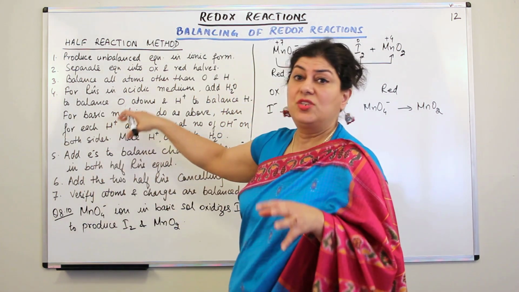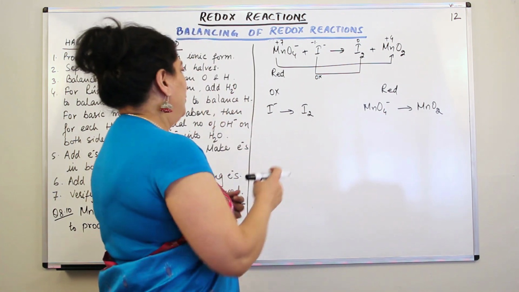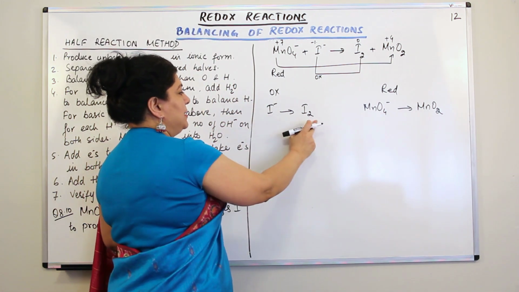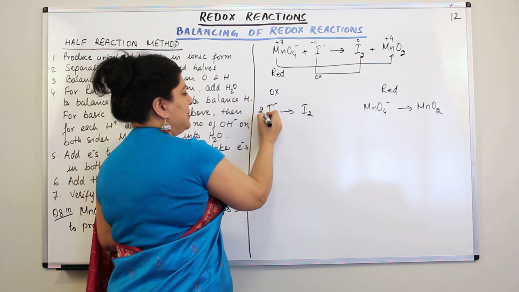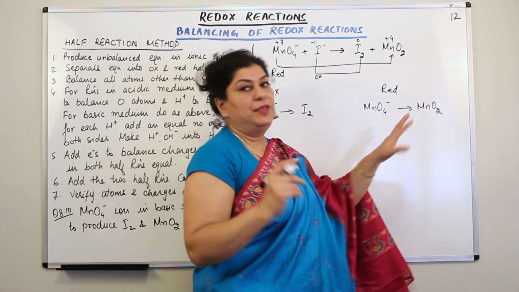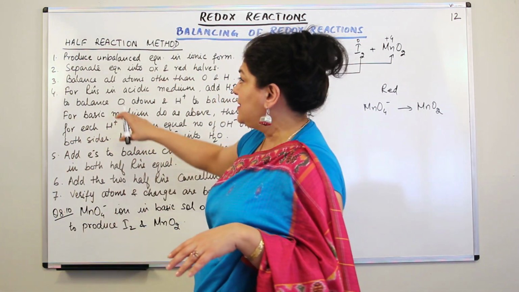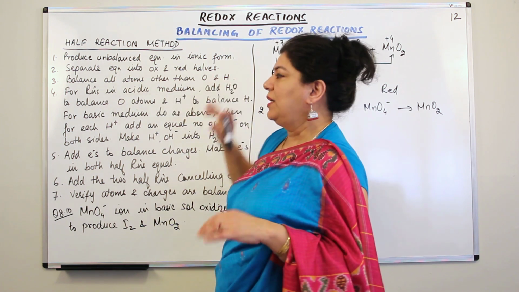Next step is to balance all atoms other than oxygen and hydrogen. So you have iodine, there are 2 iodines here and 1 iodine here, so I'll balance iodine. Here I have to balance manganese, and manganese you have 1 here, it is already balanced. So now this step is also done where we have balanced all atoms other than oxygen and hydrogen.